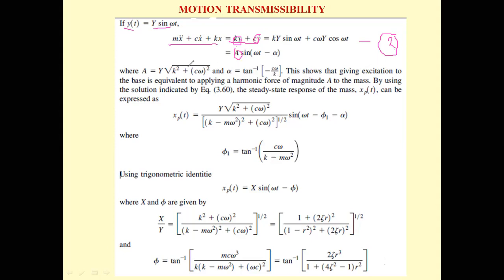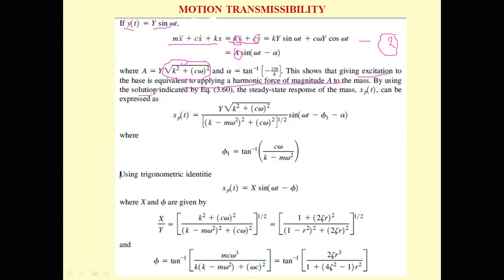This is already known to us. We are multiplying and dividing with this square root of (k minus c omega) square. These are already known to us. Here a and alpha are given, so this shows that giving excitation to the base is equivalent to applying a harmonic force of magnitude A to the mass.